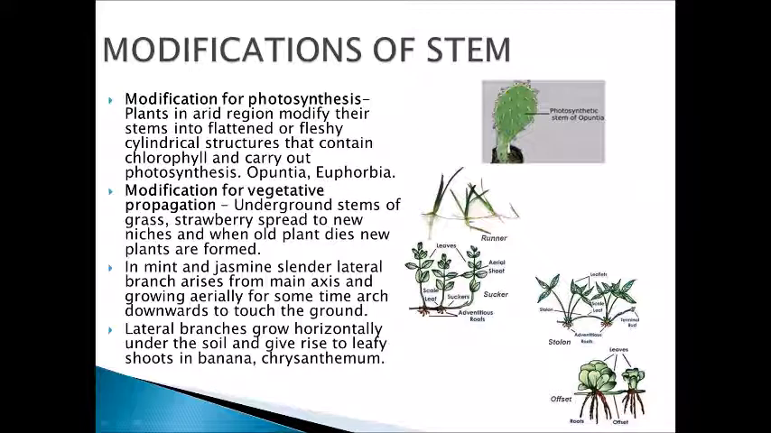Then in case of banana and chrysanthemum, the suckers develop. Lateral branches grow horizontally under the soil and give rise to leafy shoots in banana and chrysanthemum. Here you can see the lateral branches are growing under the soil surface. They are called suckers. So these are the modifications for vegetative propagation.